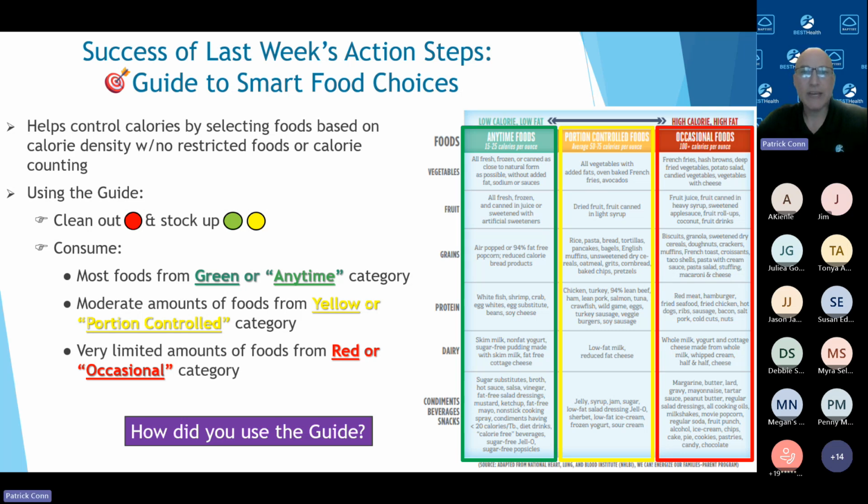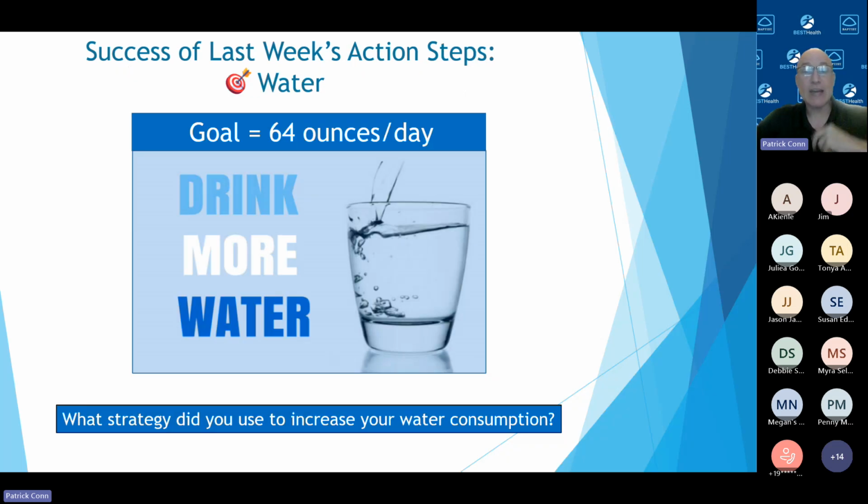All right. Well, again, if those chats pop up, I will grab it when it comes through. So moving forward, using your guide to smart food choices takes us to the second action step that we talked about last week, and it was the second fundamental, which is your water intake.